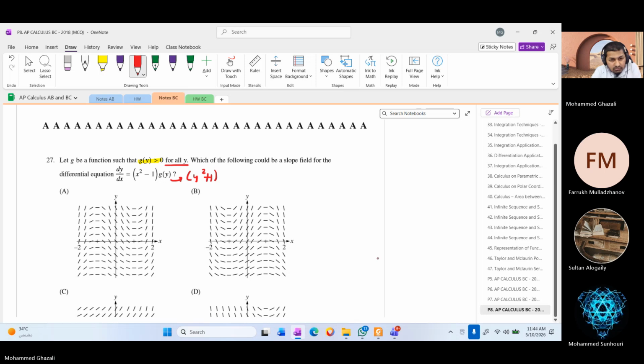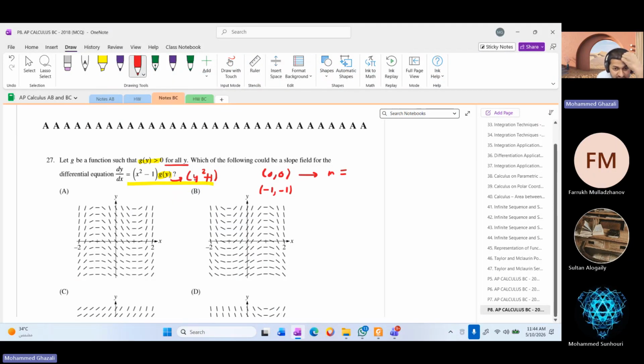What does it say? Let g be a function so that g of y is positive for all y. It means that for any y value, this is always positive. Now, I just guessed a function here. Now I'm going to compare this at two different values, maybe 0, 0. And I'll choose another point, -1, -1. So what's the slope here?